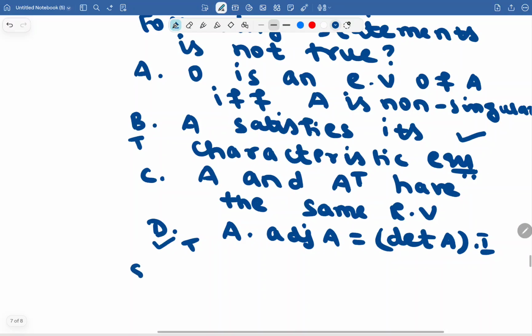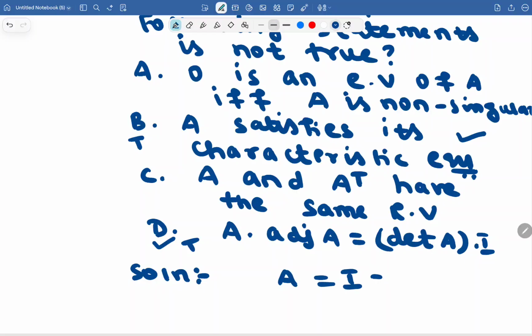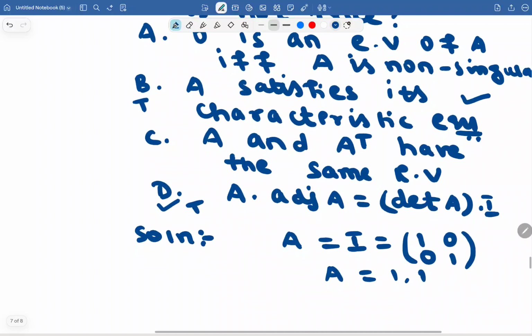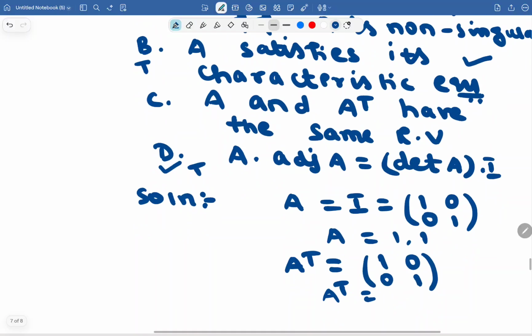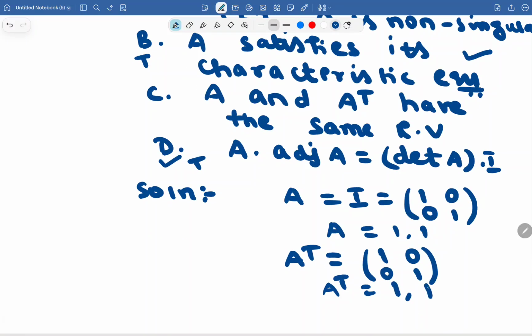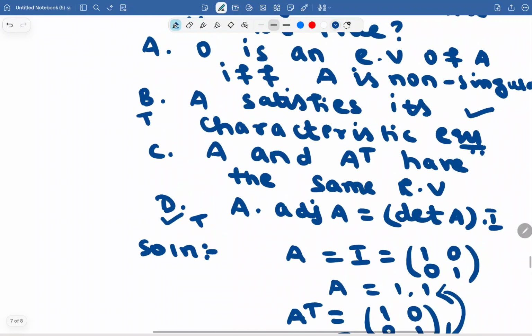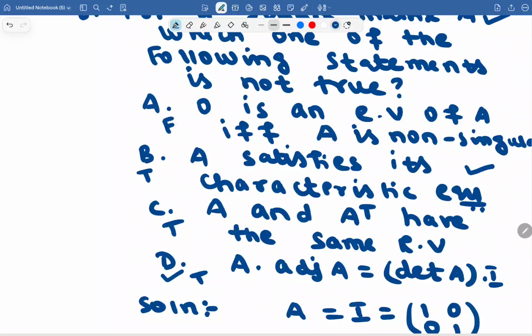For option C, if I take A as the identity matrix 1 0 0 1, the eigenvalues of A are 1, 1. If I find A transpose, again it becomes 1 0 0 1, and again the eigenvalues are 1, 1. Both A and A transpose have the same set of eigenvalues. Option C is also true. Only the first option is false, which is not true.